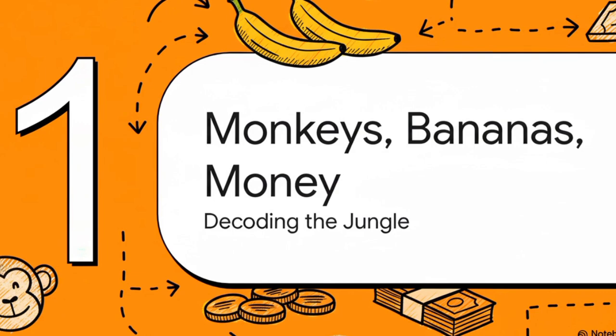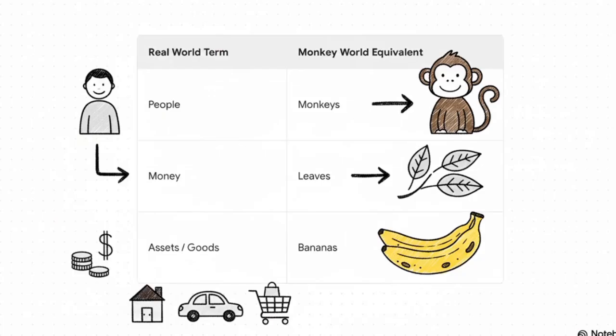Okay, so before we can start tackling the really big ideas, we've got to learn the language, right? Let's break down the basic rules of this whole monkey and banana world. Here it is. This is basically our Rosetta Stone for the financial jungle. It's super simple. In this world, people, we're the monkeys. Money, that's just leaves. And all the stuff we want to buy, assets, goods, services, that's all bananas. Seriously, this simple little table is the key that's going to unlock everything else for us.